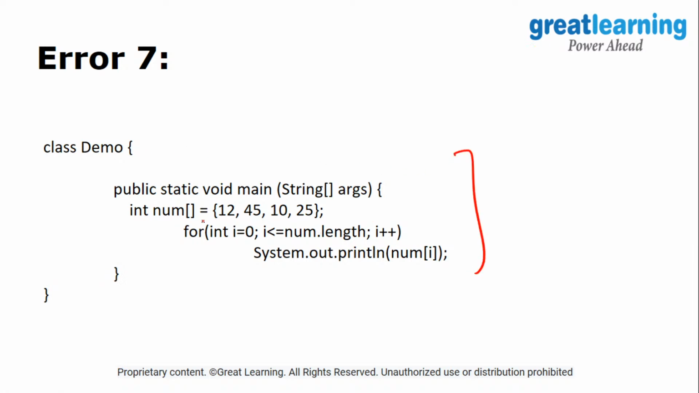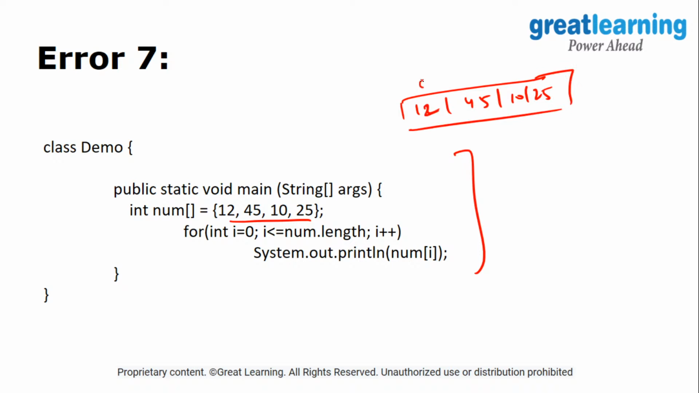We have an array which is defined, which is a static array. We have defined it as 12, 45, 10, and 25. Okay, this is our array. Now we know that indexing starts from 0, so these are the indexes.